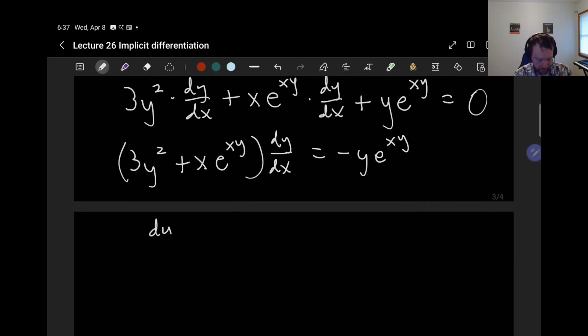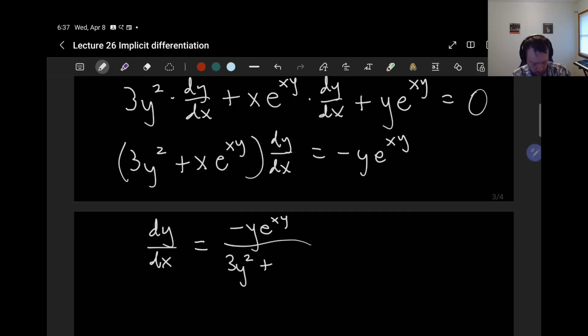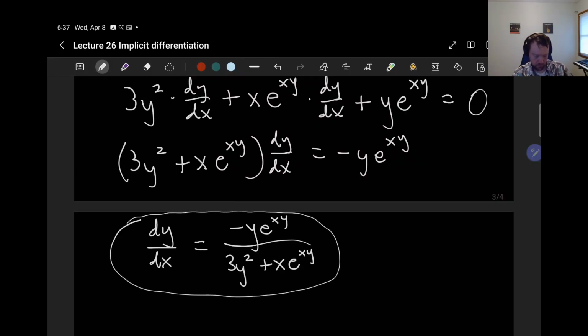And now we divide to get dy dx by itself. And don't worry that we have y here showing up in our final answer. X and y have this complicated relationship already, so that's to be expected. That's normal.